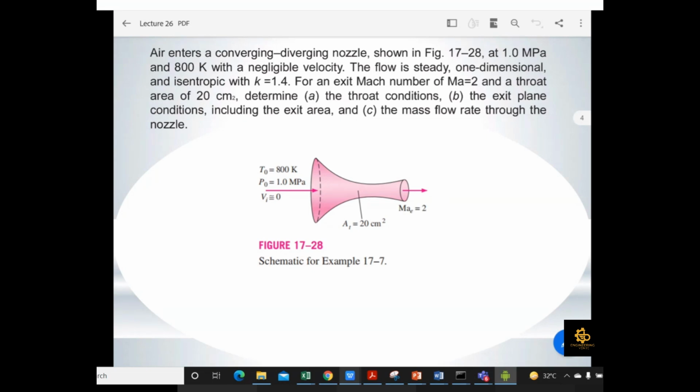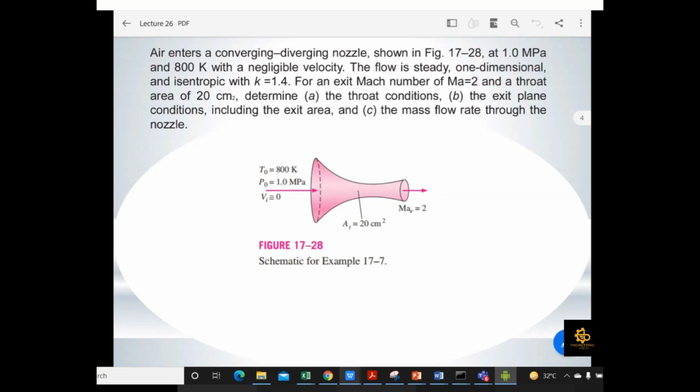The flow is steady, one-dimensional and isentropic, with the k value given to us, for an exit Mach number of Mach 2 and a throat area of 20 centimeter square. So you have to determine throat conditions, exit plane conditions, including exit area, and the mass flow rate through the nozzle.